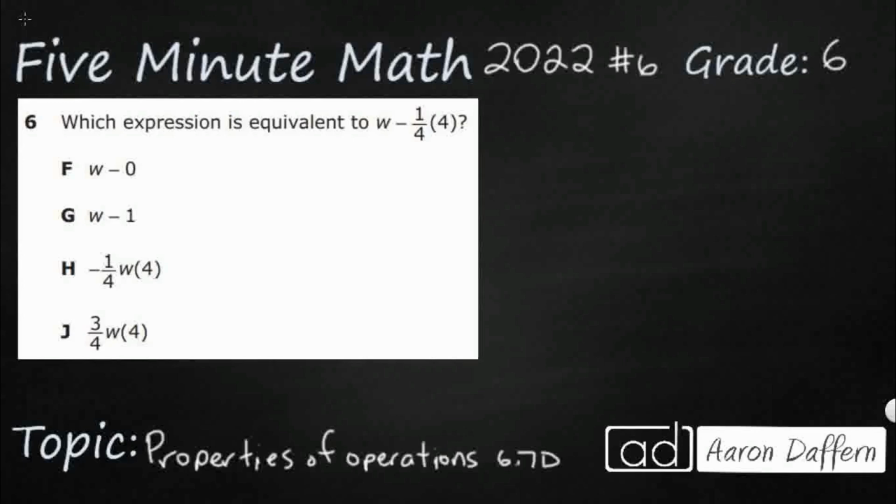Today we are looking at the 6th grade concept of properties of operations. This is standard 6.7D in the great state of Texas, and we are using item number 6 of the 2022 released STAAR test. If you haven't done so already, please go ahead and take a moment to pause the video, work this problem out on your own, unpause it, and we will look at our answers together.